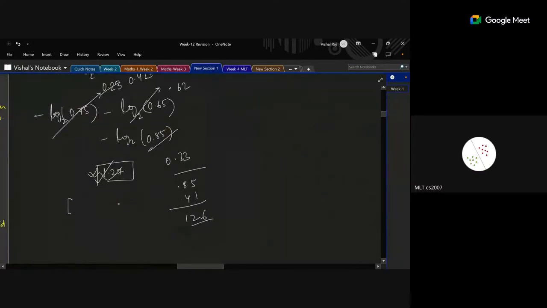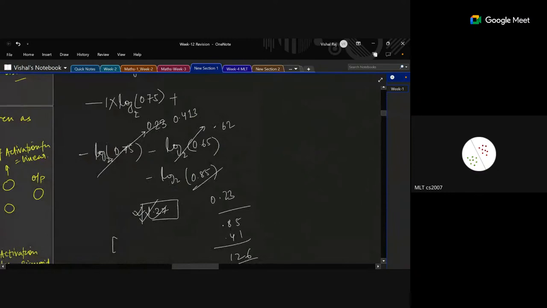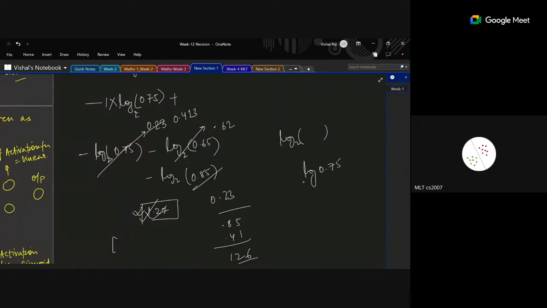Whoever was doing this, if you are struggling with the calculation and you don't have log 2 directly in the calculator, you can use base 10, which will definitely be there, and divide everything by log 2. Log 2 basically is 0.3, so you can do it like that also.